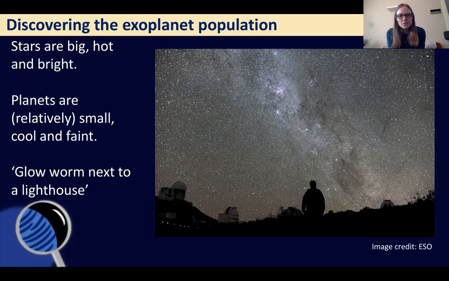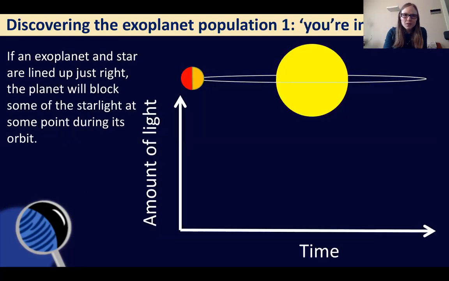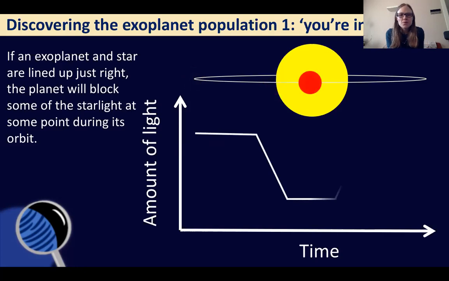So the methods that have been developed to find exoplanets are indirect methods, and they both rely on measuring the effect of the exoplanet's presence on what the star is doing. So the method that has been the most successful, that has discovered the vast majority of the exoplanets that we now know exist, is called the transit method. And this relies on a little bit of luck, because for this to work, the planet and the star have to be lined up just right, so that at some point during the planet's orbit, it blocks some of the starlight.